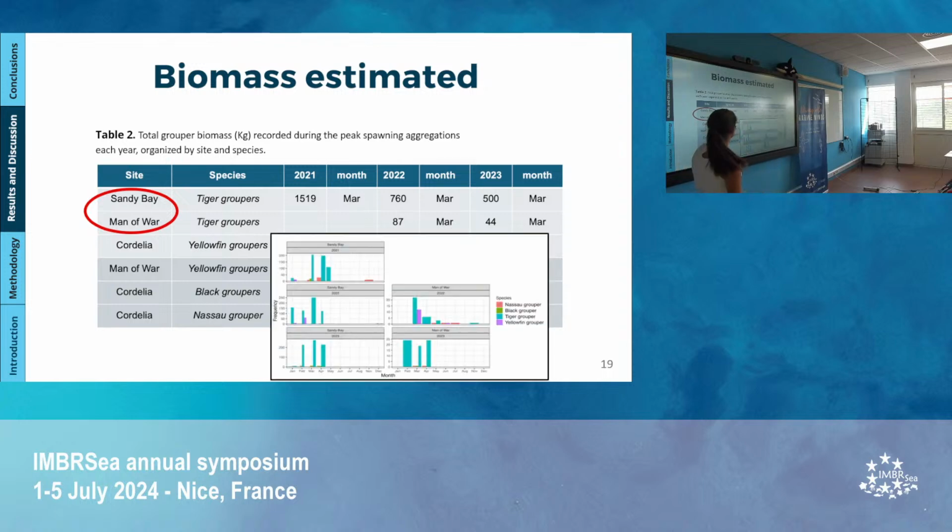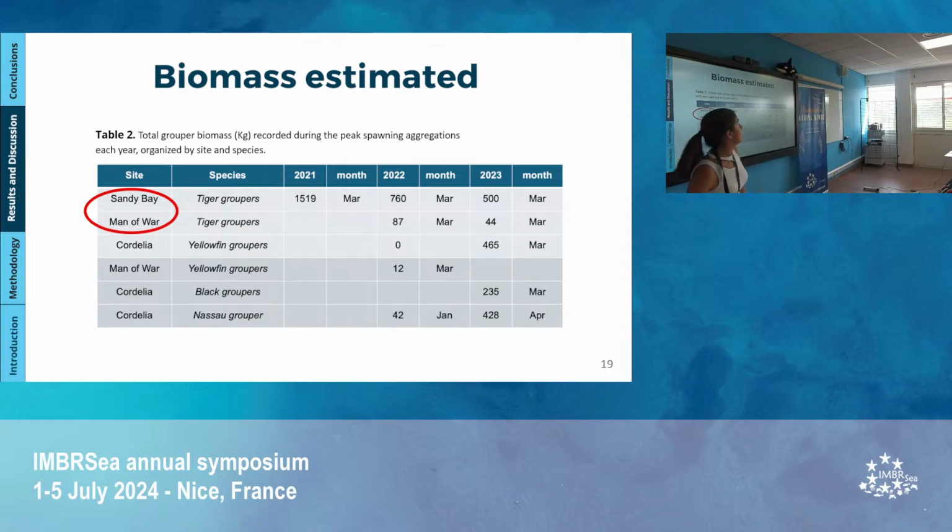If we observe this graph, I don't know if you can see that, here in 2021, in March, for tiger groupers, 200 individuals were recorded, and the next year was 250. So the individuals increased. But here we observed that the biomass decreased, so maybe that was because the fish that were observed were smaller.